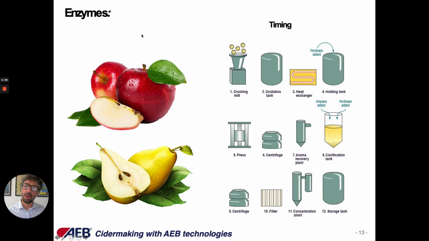Where and when do we apply these enzymes? This is a little bit the flow chart of how the cider juice is produced before fermentation.